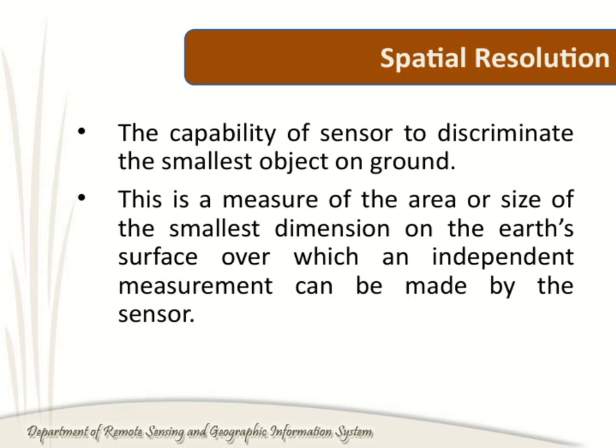Let's talk about spatial resolution. This is essentially the sensor's ability to discriminate the smallest object on the ground. In other words, it tells us how detailed the images can be. Think of it as the measure of the smallest area or size on the Earth's surface where the sensor can make an independent measurement. The higher the spatial resolution, the finer the details we can see.